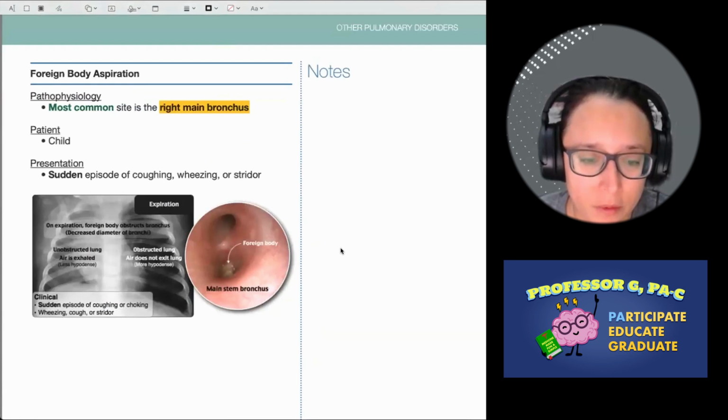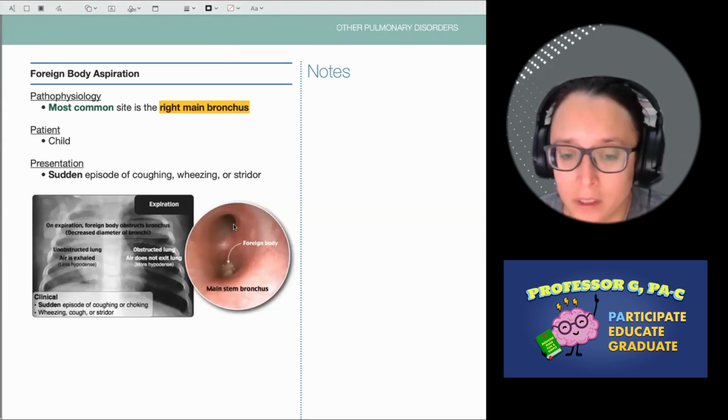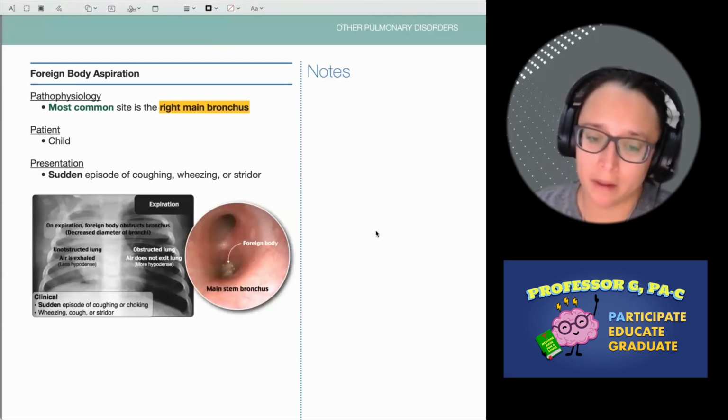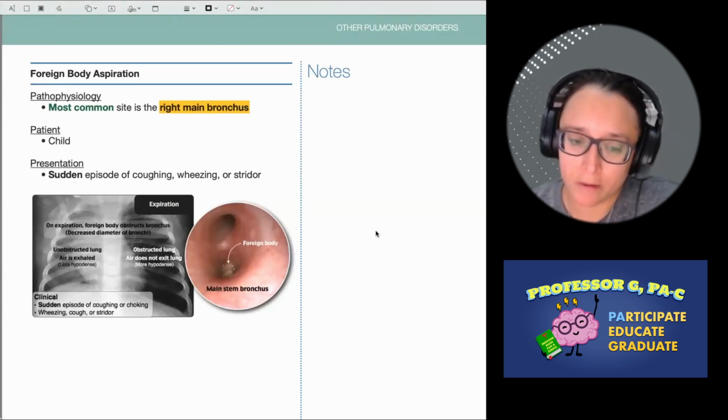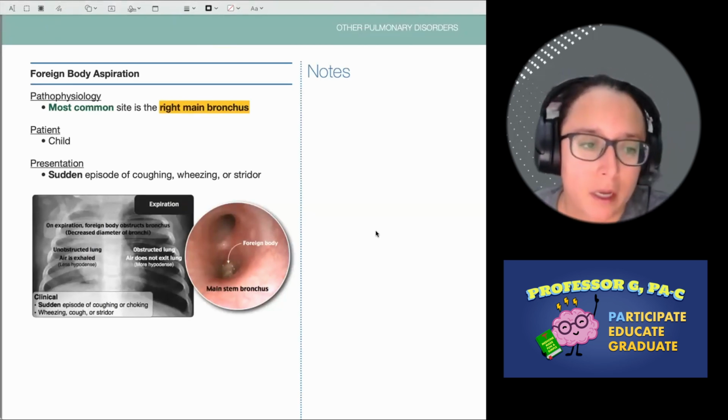Foreign body aspiration we're covering tomorrow. Kiddos put everything in their mouth, so kids are most common to get this. The way that the airways are, the right side is affected more often than the left because it's a straighter pathway. The left has to kind of turn a corner to make room for the heart.